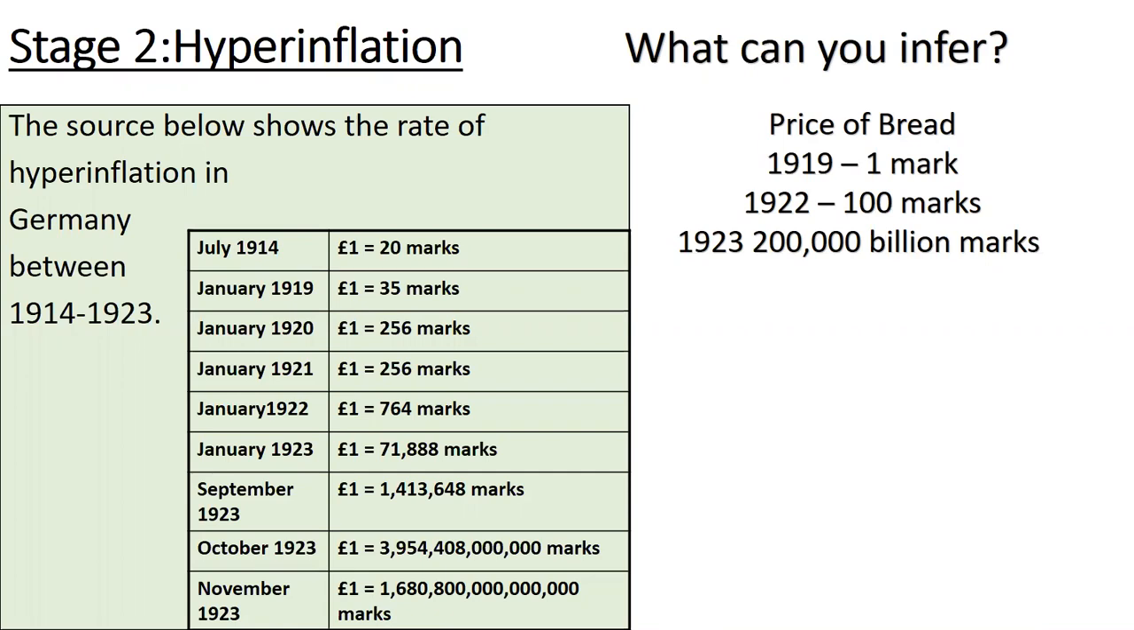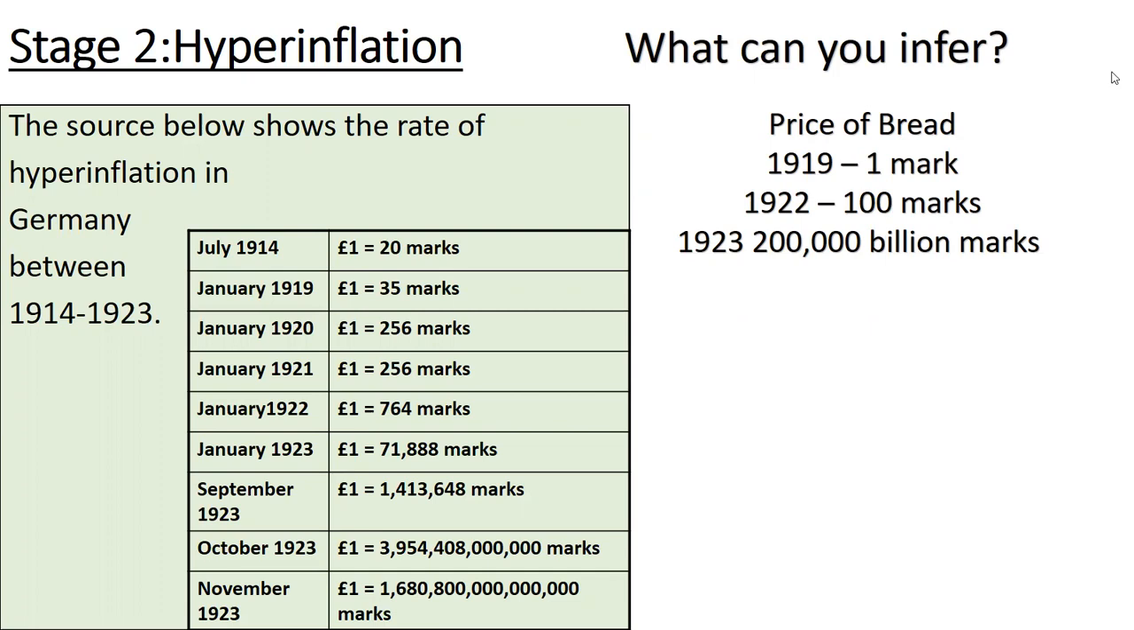On the other side, you've also got the price of bread, which shows that in 1919 it just cost 1 mark for a loaf of bread. At the end of 1922 it was 100, and by 1923 it was 200,000 billion marks.